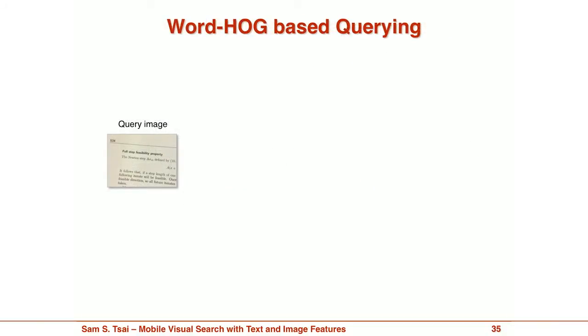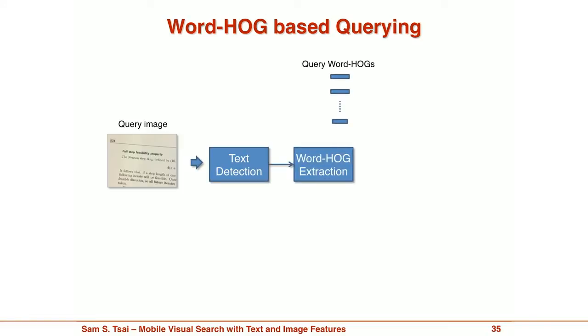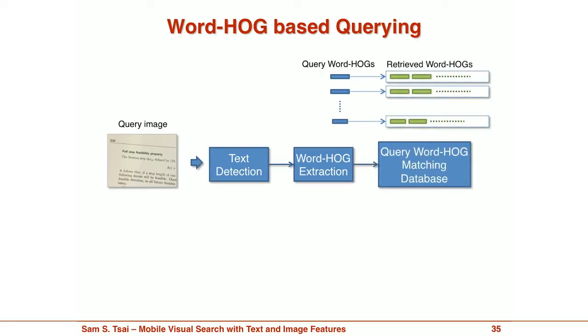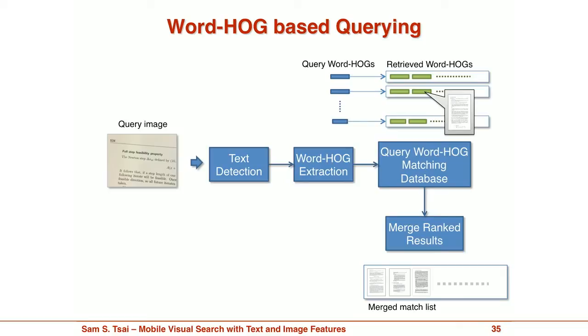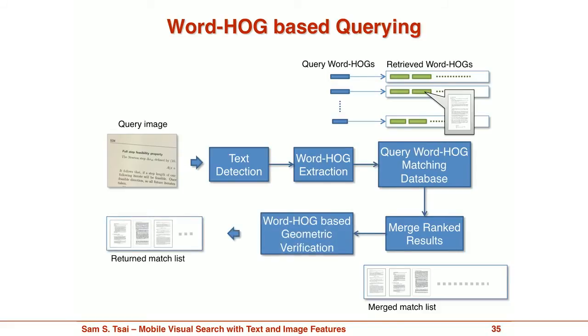When a query comes in, we detect the text and extract the WordHOGs from detected text. Then we use each query WordHOG to query the WordHOG matching database. For each query WordHOG, we will get a list of matching results, which we can link back to its original database image. And we merge all the lists into one single list. However, we still need to make sure that the words are still in order. Hence, we use an image-level WordHOG-based geometric verification scheme to reorder the list. We will then finally return the ranked list back to the user.